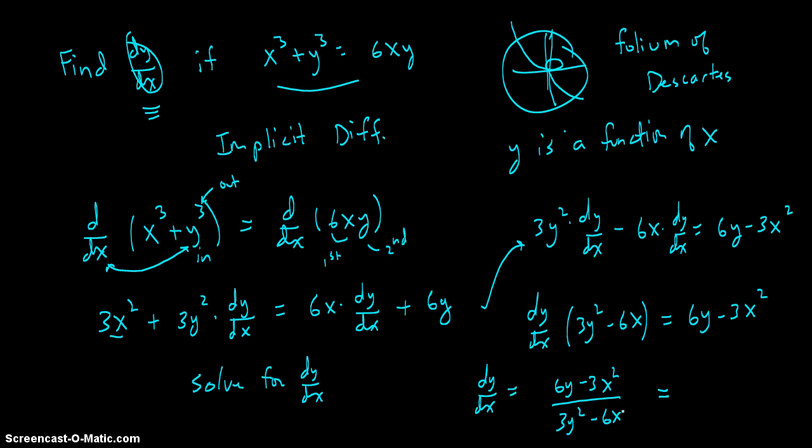And we could simplify this a little bit. We could factor out a 3 on the top and the bottom and cancel it. So if we factor out a 3 and cancel it, we're left with 2y minus x squared over y squared minus 2x. So this formula will tell us the slope of the tangent line to the folium of Descartes at any point xy.